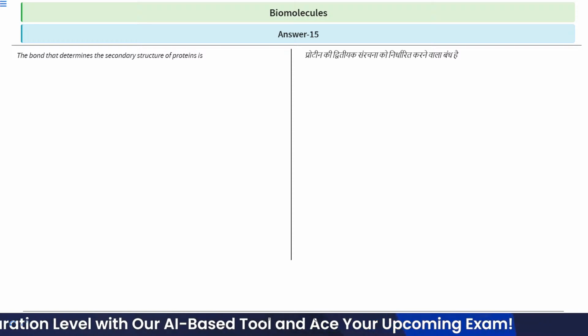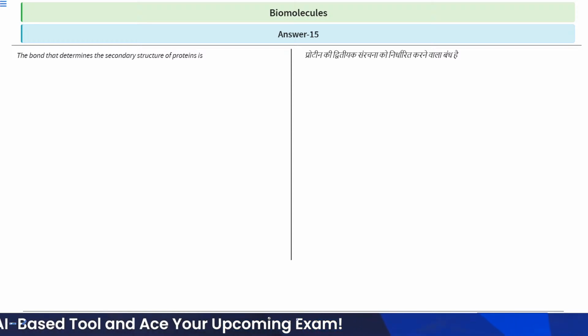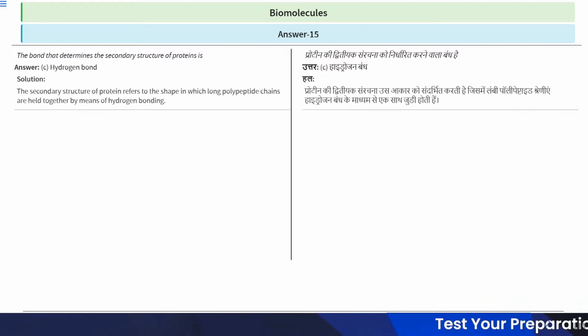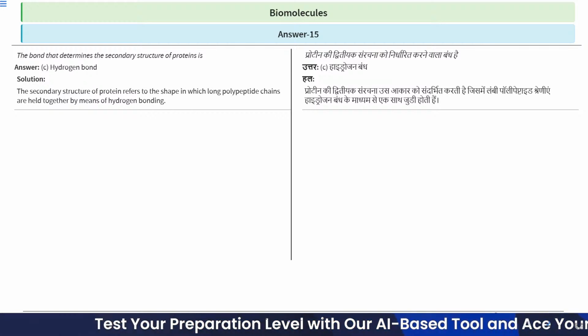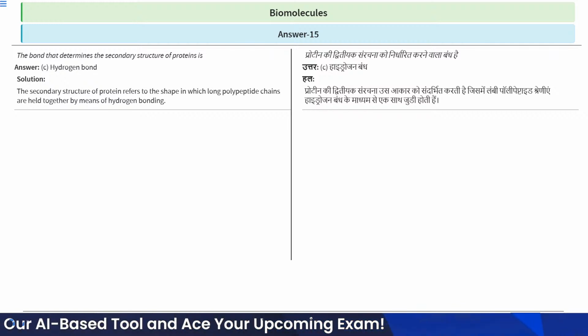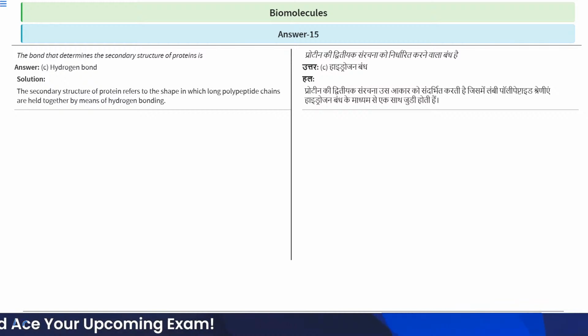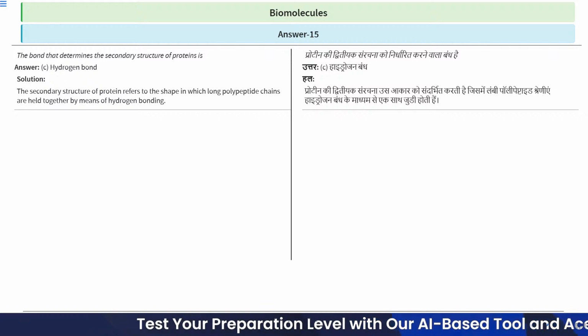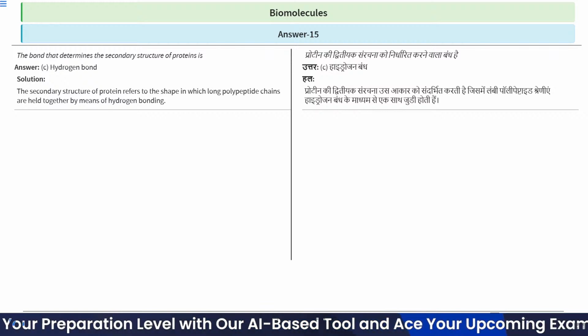So the correct answer for the given question is option C, that is hydrogen bond. The secondary structure of protein refers to the shape in which long polypeptide chains are held together by means of hydrogen bonding. So that is the correct answer.